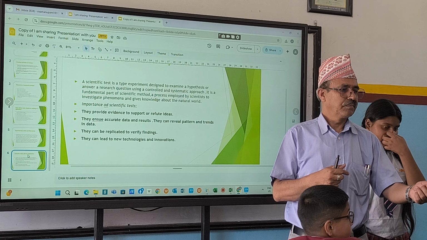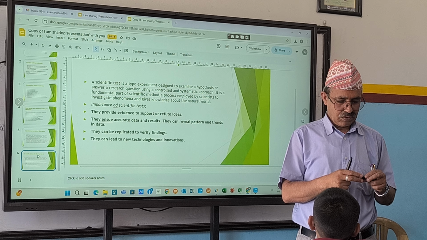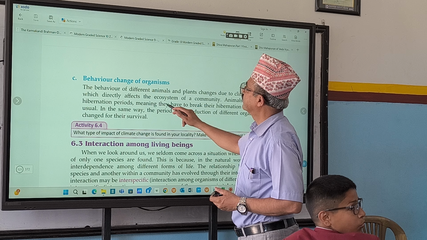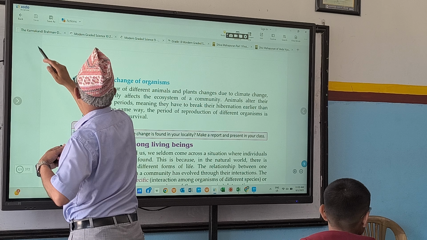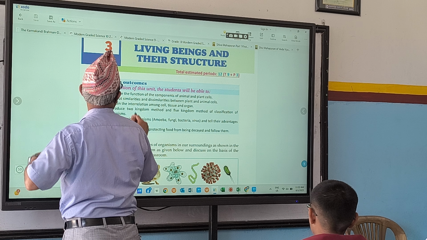So they have done up to scientific test, right? Still, some other things are left. Yes or no? So what is left? Let's check, one second. Then we can find out. Class 8.